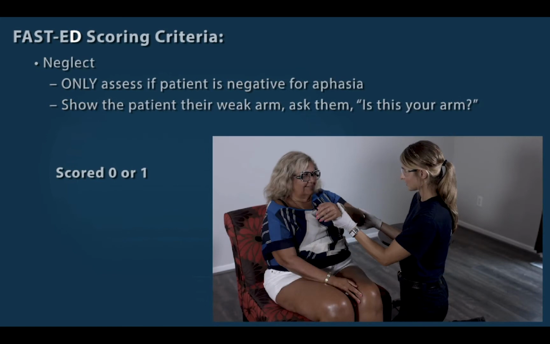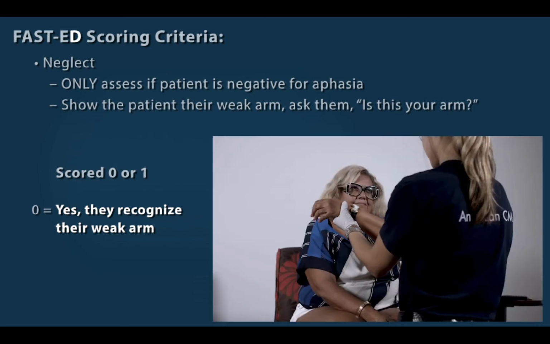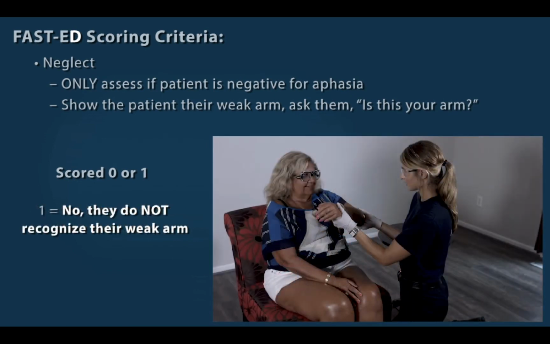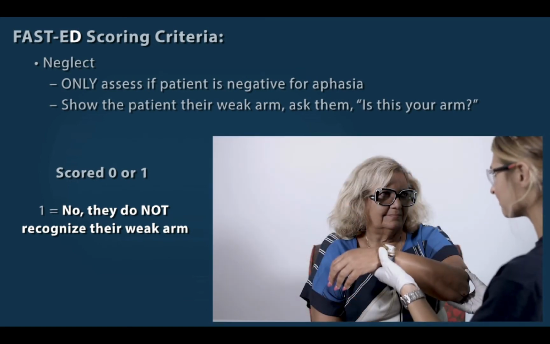Finally, check for neglect by showing the patient their weak arm and ask them, "Whose arm is this?" A score of 0 indicates yes, the patient recognizes or identifies with their weak arm. "Whose arm is this?" "My arm." A score of 1 indicates no, the patient does not identify their weak arm. "Ma'am, is this your arm?" "No."